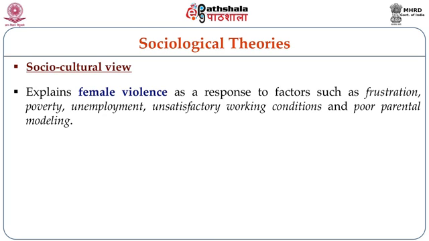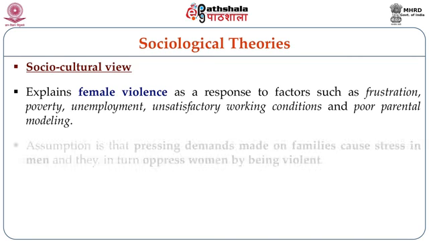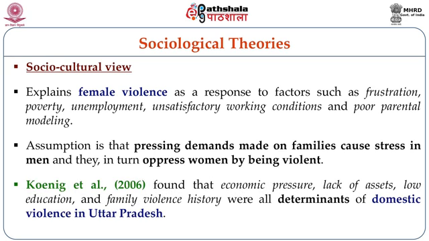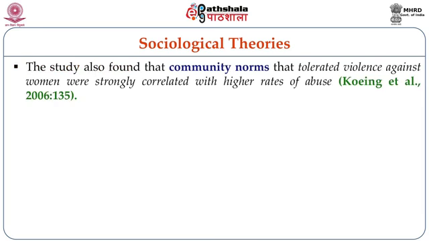This explains violence against women as a response to factors such as frustration, poverty, unemployment, unsatisfactory working conditions and poor parental modeling. The assumption here is that pressing demands made on families cause stress in men, and they in turn oppress women by being violent. Koenig et al. conducted a study in 2006 and found that economic pressure, lack of assets, low education and family violence history were all determinants of domestic violence in Uttar Pradesh. They also found that community norms that tolerated violence against women were strongly correlated with higher rates of abuse.